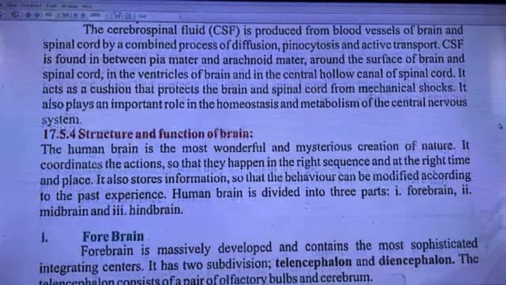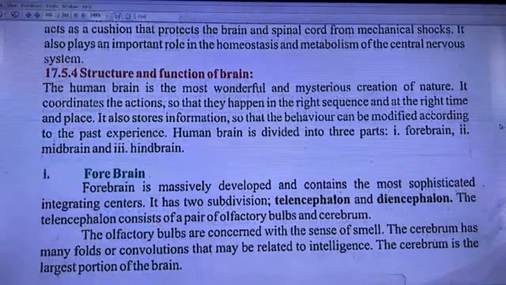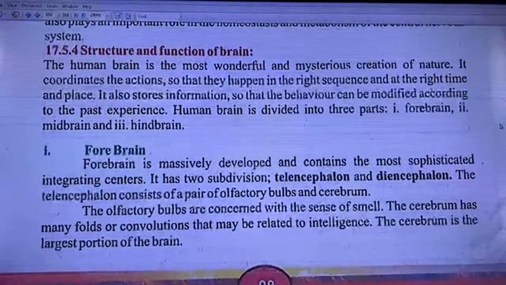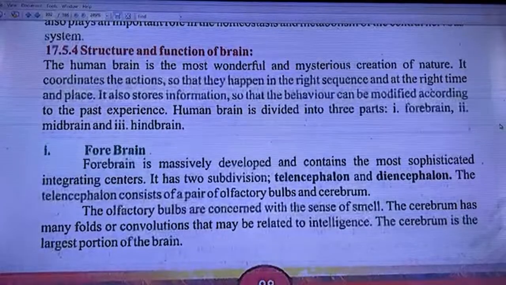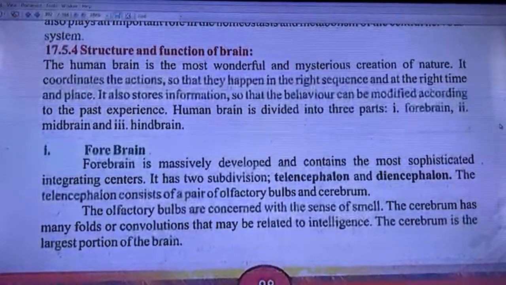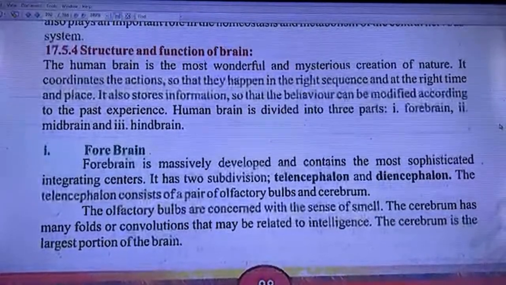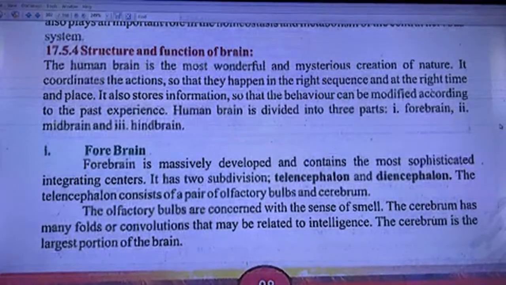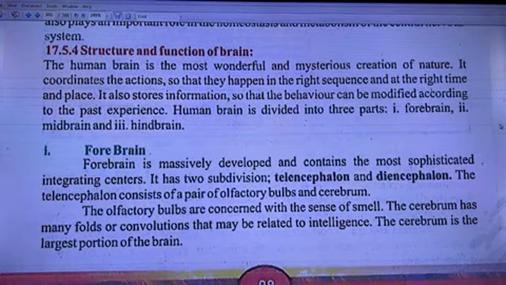Structure and function of brain. The human brain is the most wonderful and mysterious creature of nature. It coordinates the actions so that they happen in the right sequence and at the right time and place. It also stores information so that behavior can be modified accordingly. According to past experience, the human brain is divided into three parts: forebrain, midbrain, and hindbrain.